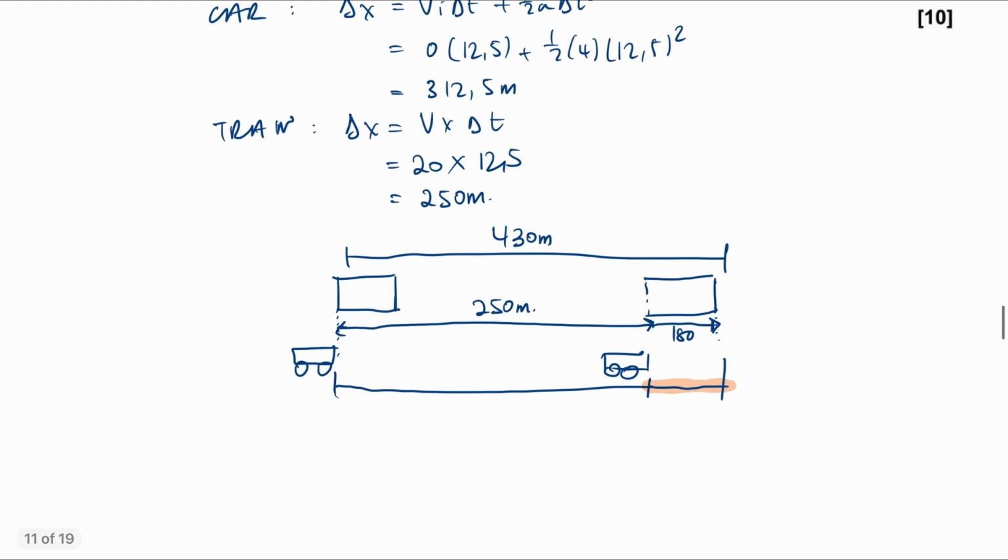So in order to work out what that length is, let's make a note, this is 312.5. So all we need to do here is we'll say that the distance is equal to 430 minus 312.5, and that's equal to 117.5 meters.